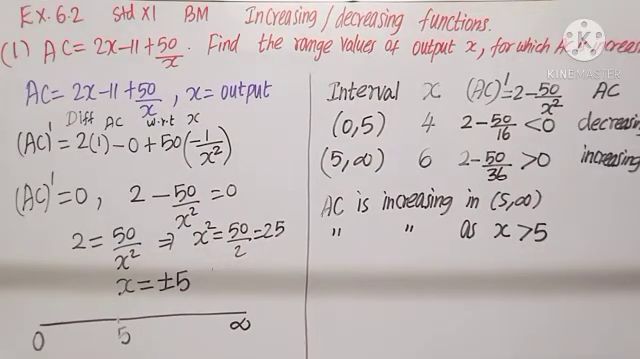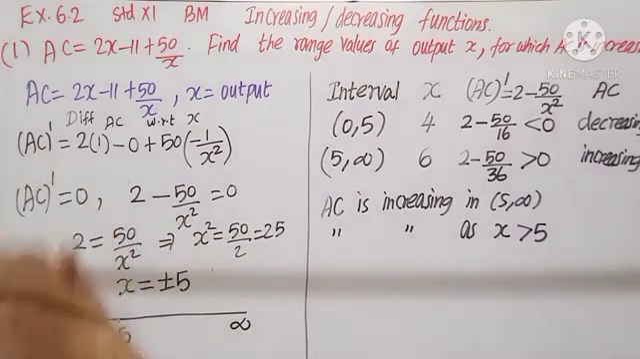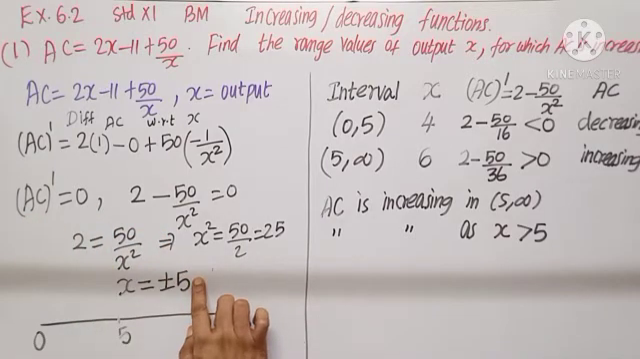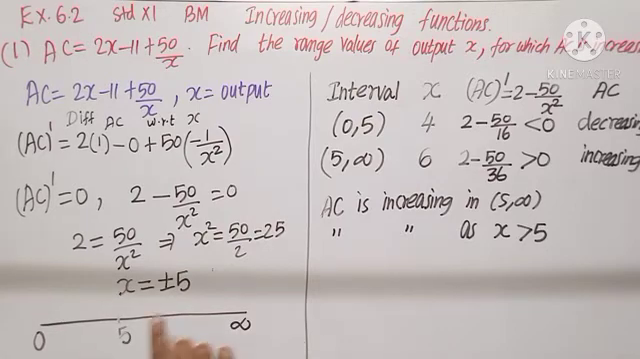Let us quickly run through the problem to find the values of x or range of x where AC is increasing. Find the derivative of AC, put the derivative 0, get x values. Mark it in the number line from 0 to infinity. X being positive, we need to start from 0. So minus 5 cannot be marked. We can mark only plus 5.